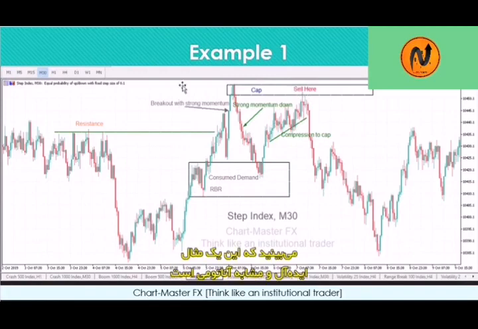So you can see, guys, this is a perfect example. It's almost similar to the anatomy. So this is how you can be able to trade and identify the TCC. So let's go to example number 2.